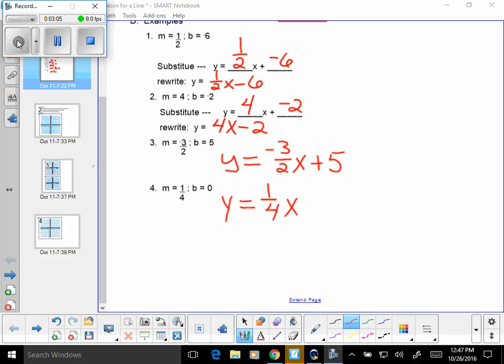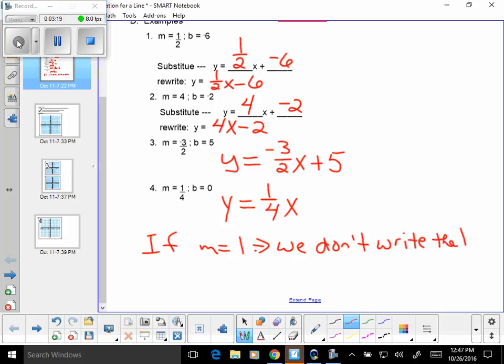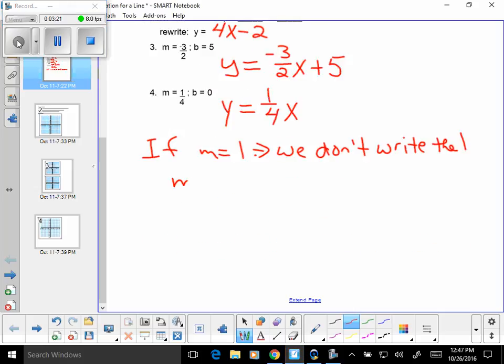And I should point out that if m equals 1, we don't write that 1. So let's say that m equals 1 and b equals 3. I'm going to write that as y just equals 1 times x is x and then plus 3. So we don't usually write a coefficient of 1.